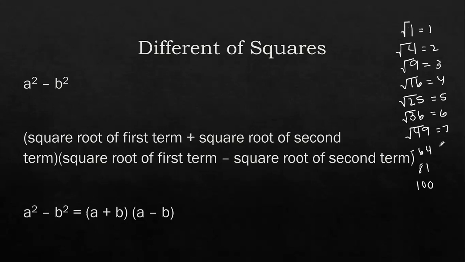So the perfect squares are numbers that if you square root them, it would give you a whole number. And the square root is just what number times itself equals that number. So when we're working on the difference of squares, you need to know your perfect squares. You need to know that the square root of 100 is 10, the square root of 121 is 11, the square root of 144 is 12. So these are things you need to know off the top of your head.